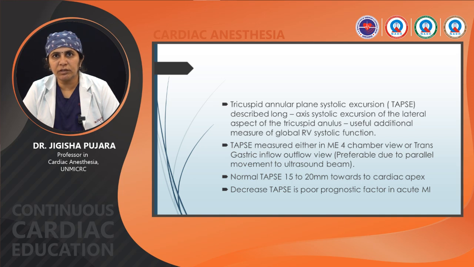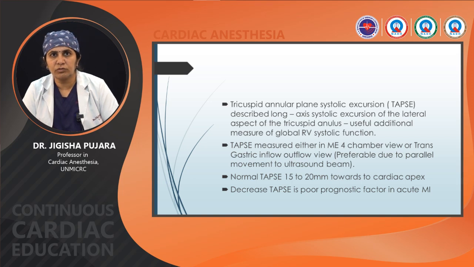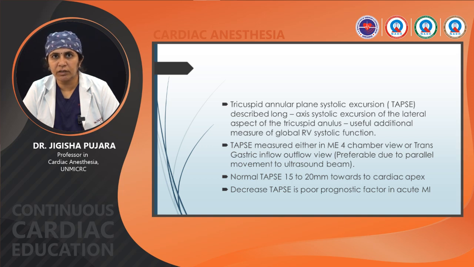TAPSE is measured either in the mid-esophageal four-chamber view or the transgastric inflow-outflow view. This view is preferable because of the parallel alignment of the ultrasound beam, and it is commonly utilized. Normal TAPSE is 15 to 20 mm towards the cardiac apex, and a decrease in TAPSE is a poor prognostic sign for acute MI.